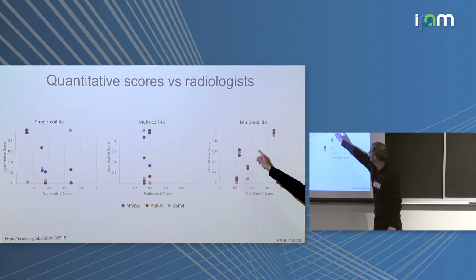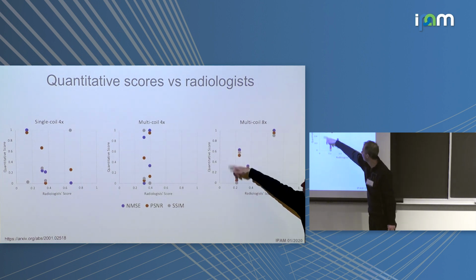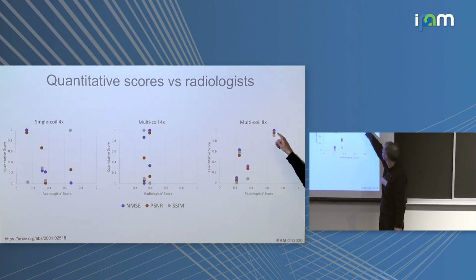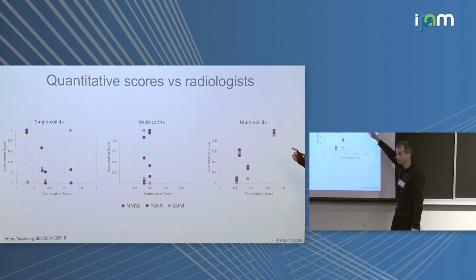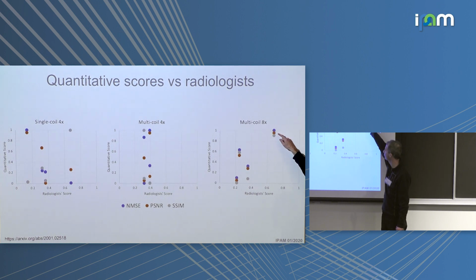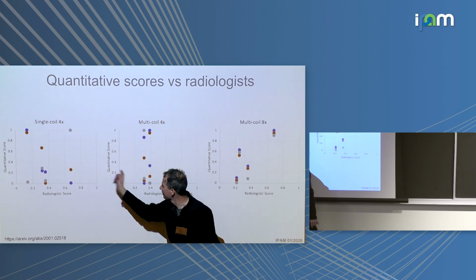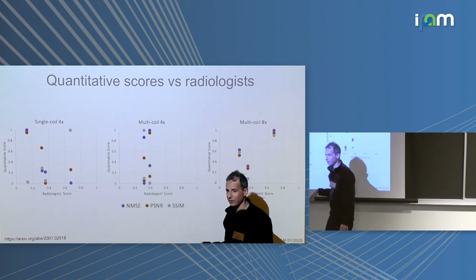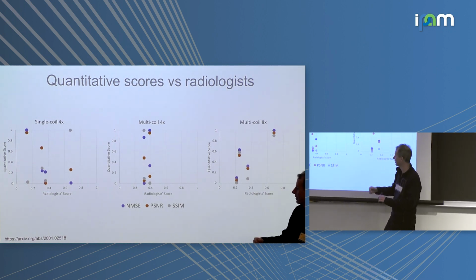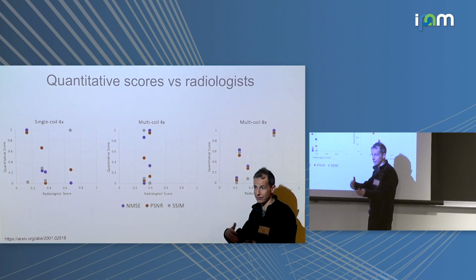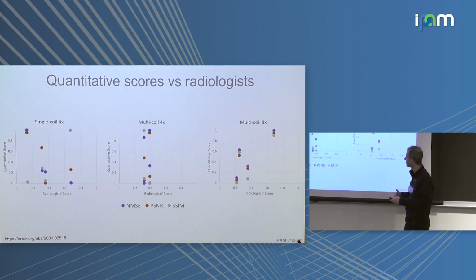So for example, this is just a scatter plot. This is the radiologist score, and this is the quantitative score. For the multi-coil 8 times accelerated, they actually correlate pretty well. So both structural similarity and the radiologists predict the winner. Here it's not so great. But for the others, they are pretty much all over the place. So there's not a real strong correlation between the quantitative metrics, also those that were used to optimize these machine learning methods, and what human observers really like to see.